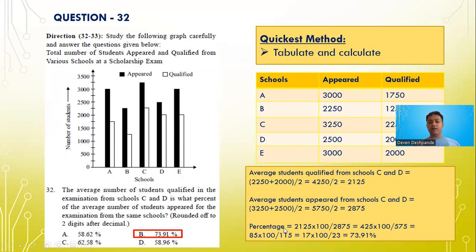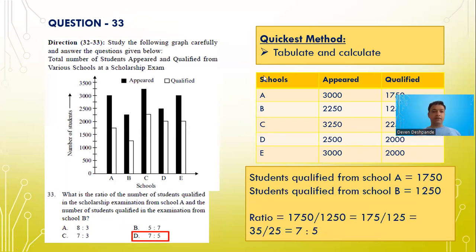So the percentage will be 2125 into 100 upon 2875. If you simplify this, 425 into 5 is 2125, and 575 into 5 is 2875, isn't it? When you simplify this, it will become 73.91%.